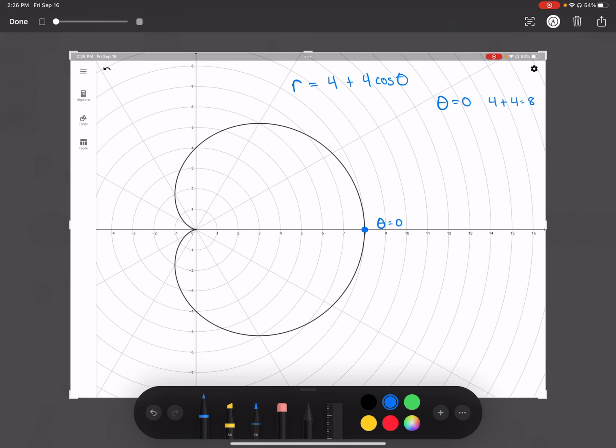Now another one that we can track is theta equals pi over 2. We know the cosine of pi over 2 is 0. So when theta is pi over 2, we're going to get 4 plus the cosine of pi over 2, which is 0, so 0 times 4 is 0. That's going to give us 4. So here, this is theta equals pi over 2.